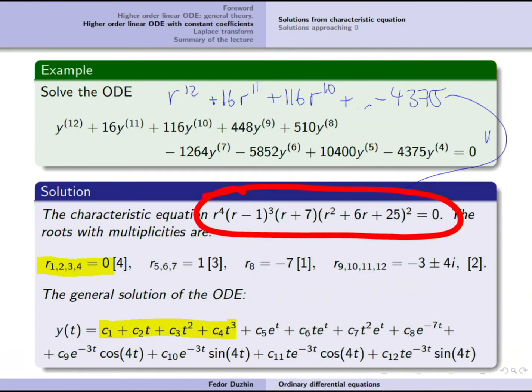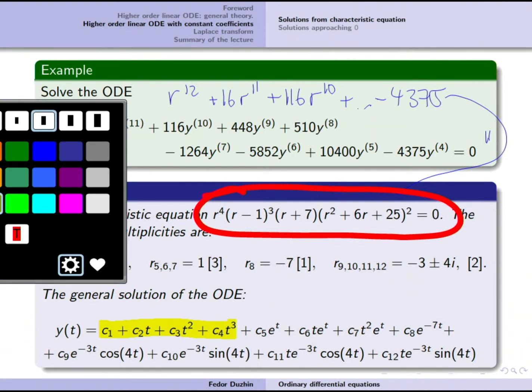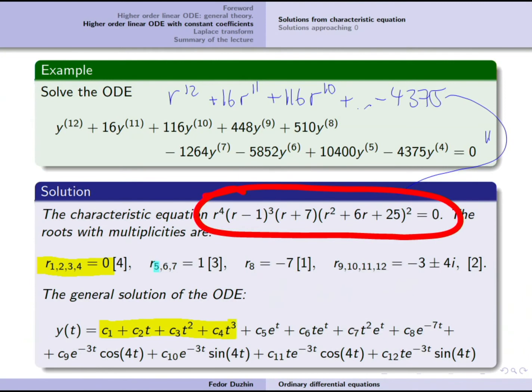And we only need the 4 of them, right? So let us look at 1 here. Because of r minus 1 cubed in the characteristic equation, it means that 1 is a root of the characteristic equation and its multiplicity is 3. Since it has multiplicity 3, it is going to produce 3 linearly independent solutions.